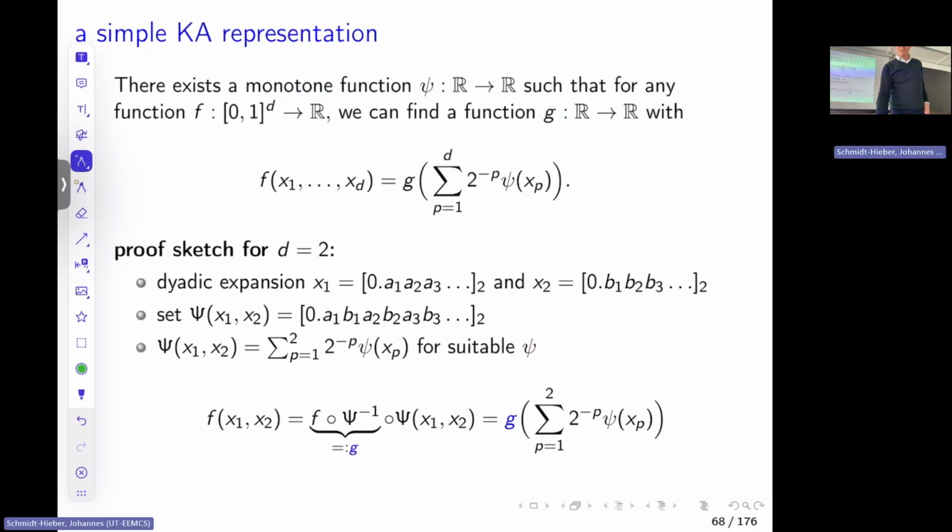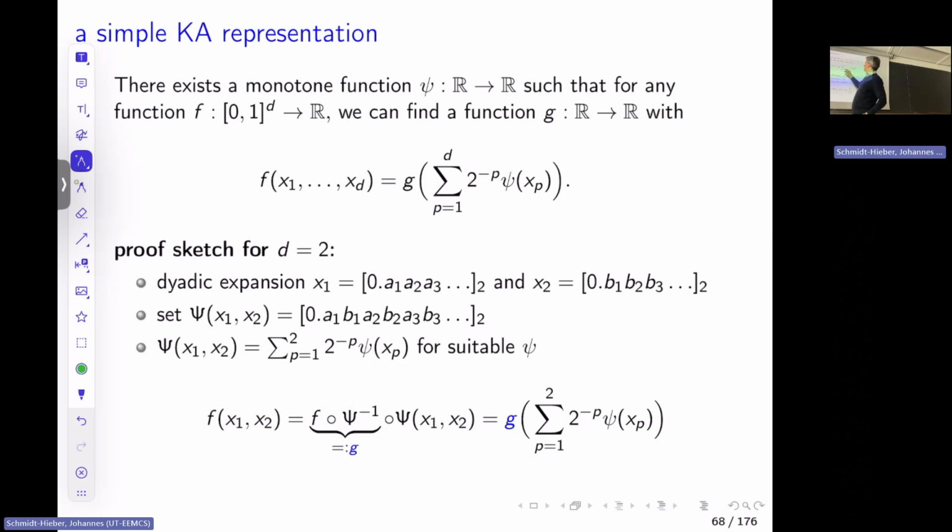Now, what I want to show you is a small thing where you can see what is underlying this KA representation theorem. And for that, I will just give up completely on continuity, which is one of the main technical obstacles, and that makes it so much easier. So we just say, okay, we want to represent any function f. And the claim is there exists a monotone function psi, which does not depend on f. And for any f, we can find a univariate function g such that this representation holds, right?